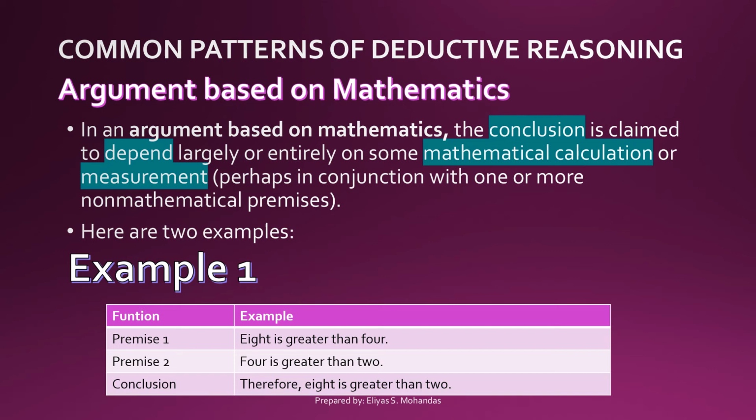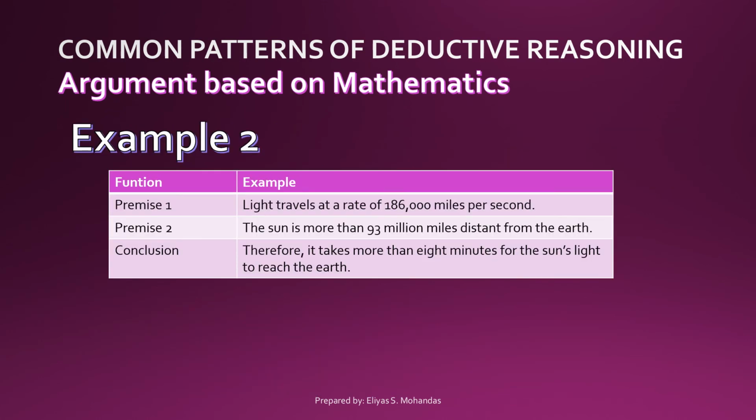The common pattern is argument based on mathematics. Let us look at the example. 8 is greater than 4, 4 is greater than 2, therefore 8 is greater than 2. So it involves numbers. Or measurement, like light travels at a rate of 186,000 miles per second. The sun is more than 93 million miles distant from the earth. So you do the calculation, therefore it takes more than 8 minutes for the sunlight to reach the earth.